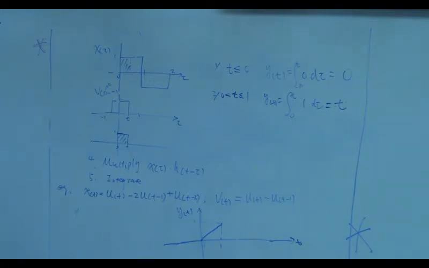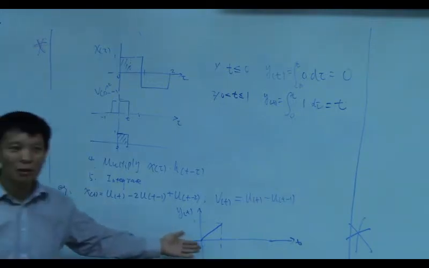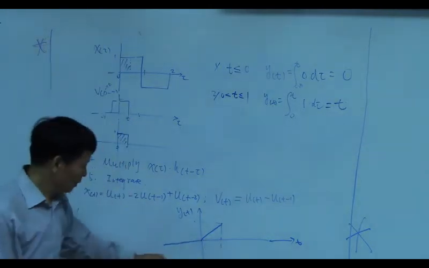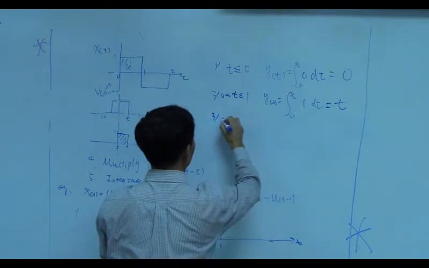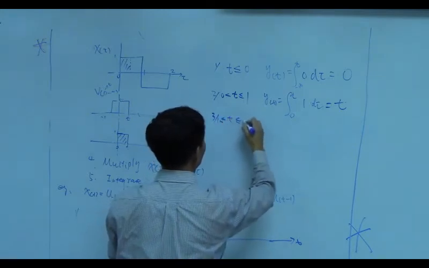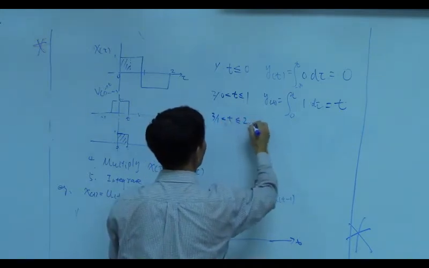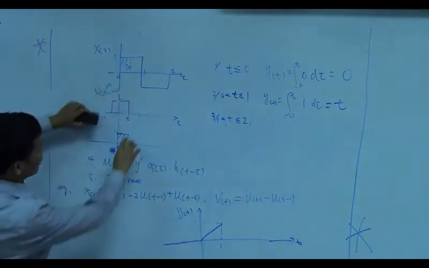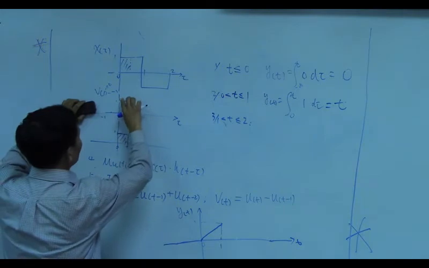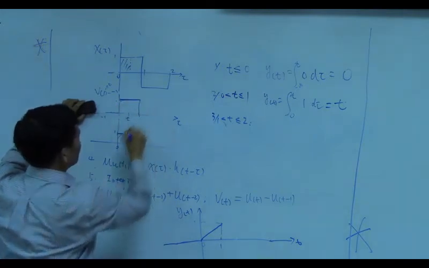It's good? Okay, now we need to continue going to the right. So this one is t less than 1. The next one is where t is greater than 1 but less than 2. That means this window here has passed the 1. When t equals 1, this one looks like this, right?